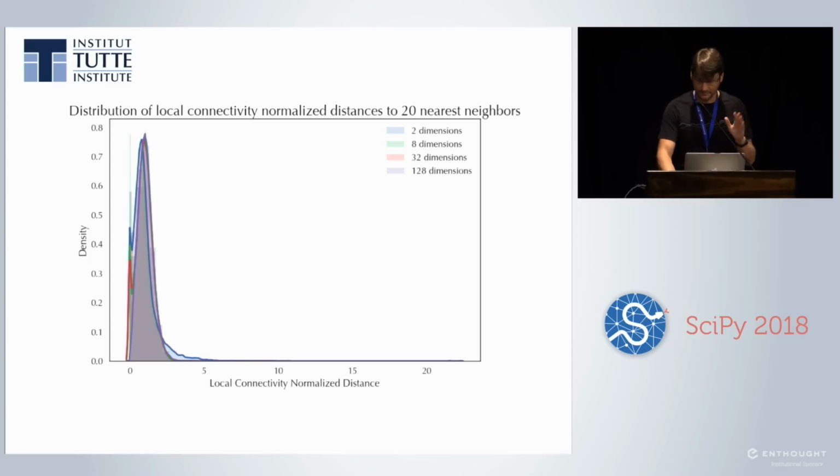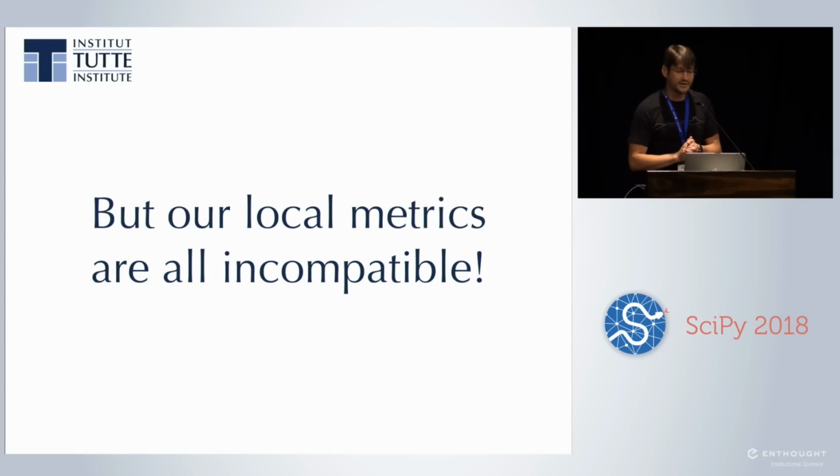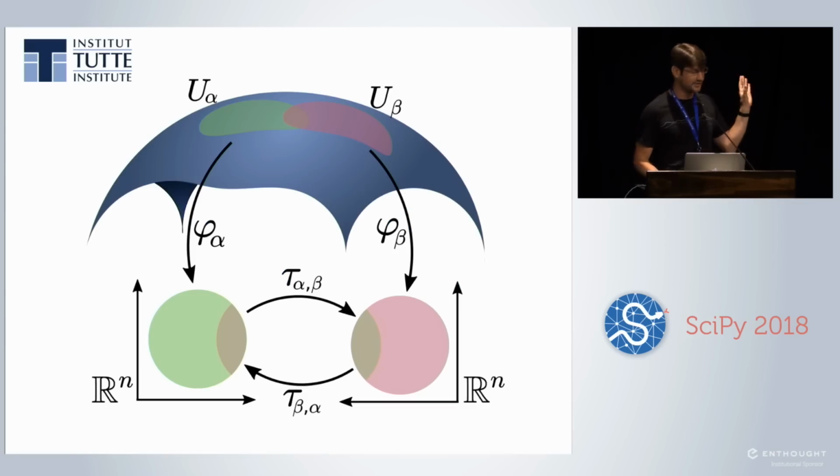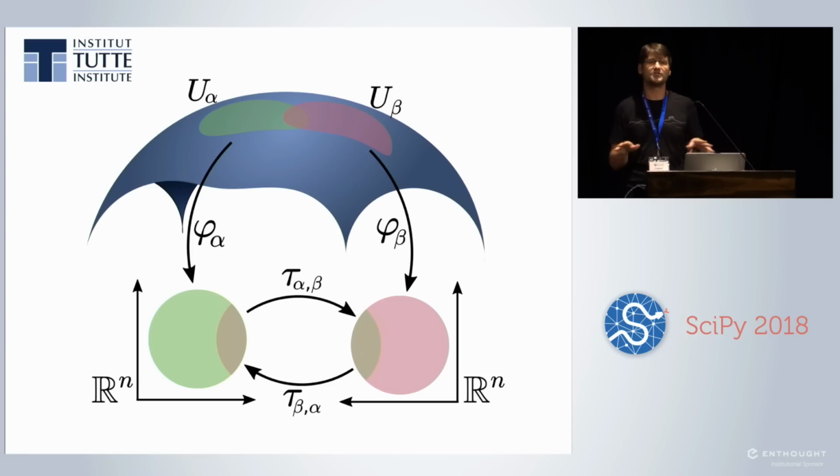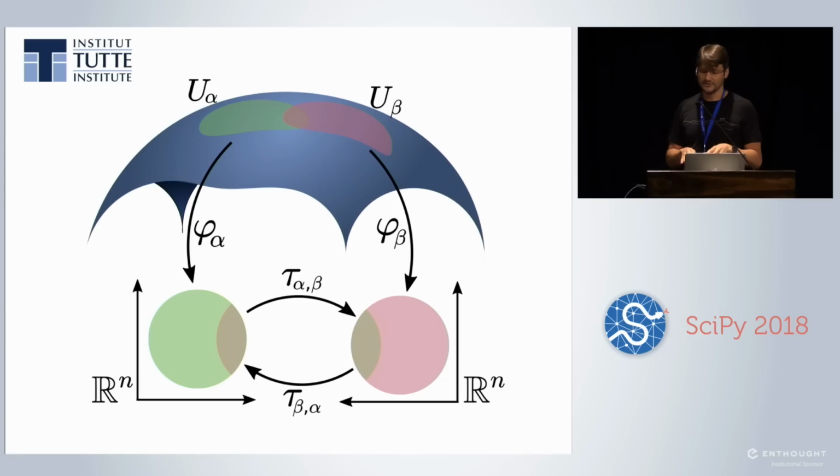We've solved all those problems. We missed one. All our local metrics are completely incompatible. So here's our nice theoretical picture of manifold theory again. And in the nice theoretical notion of a manifold, we have these maps at the bottom, tau alpha beta and tau beta alpha, that tell you how to go back and forth between the overlaps. We don't have those because we constructed everything from finite data. So we're missing all that information.